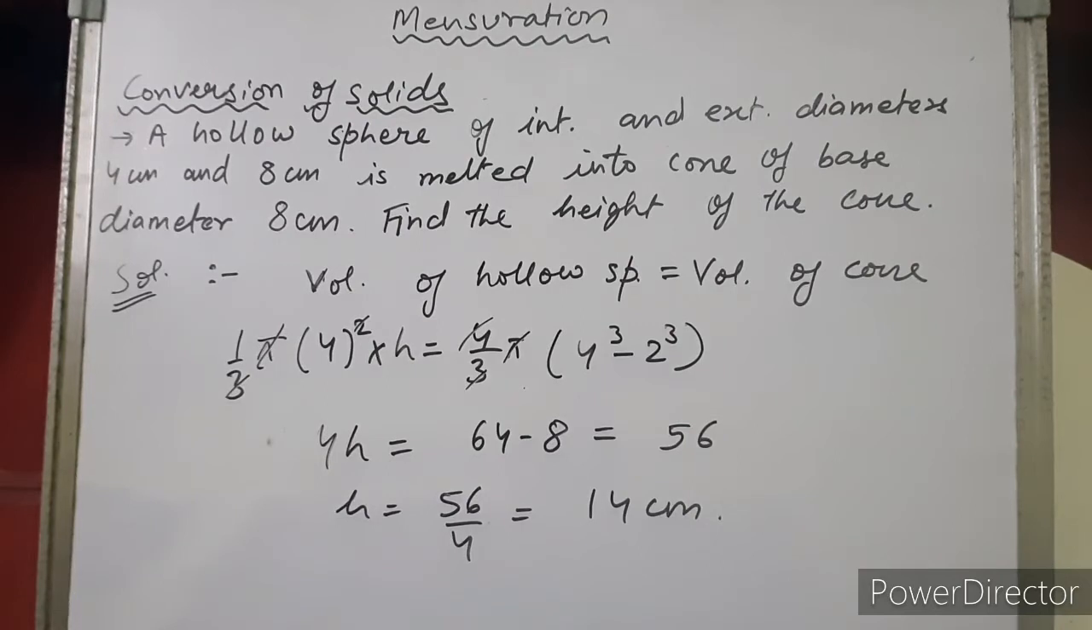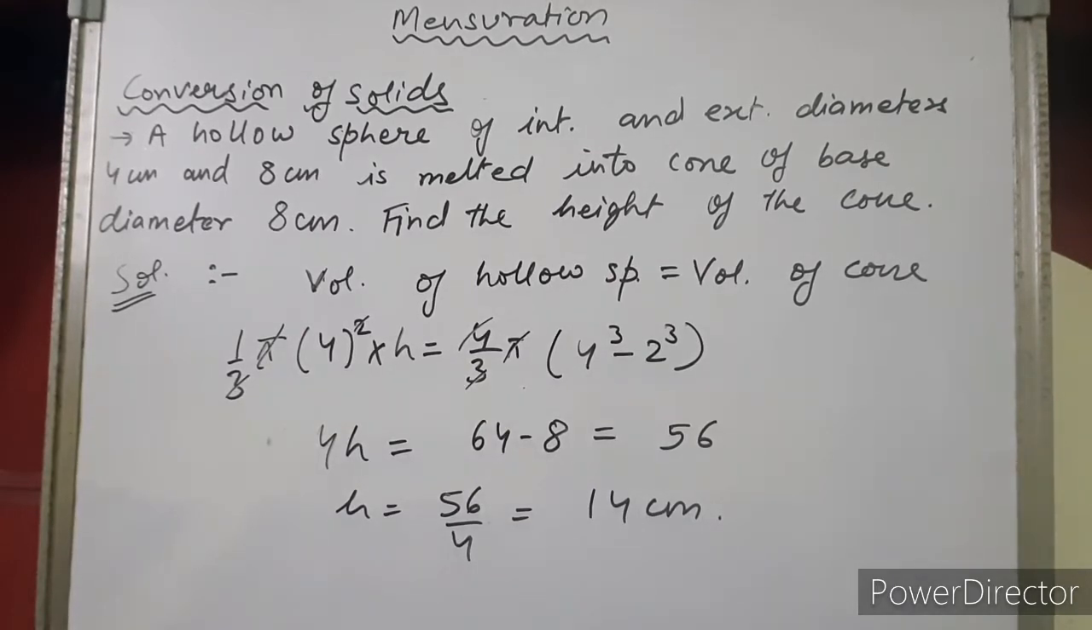Suppose I have taken an example here. In this sum, it is given that a hollow sphere of internal and external diameters 4 centimeter and 8 centimeter is melted into a cone of base diameter 8 centimeter. Find the height of the cone. That means the height of the cone we have to calculate.